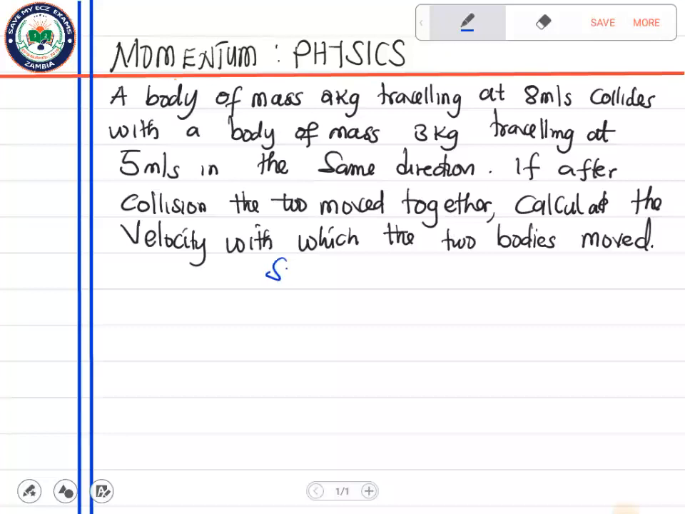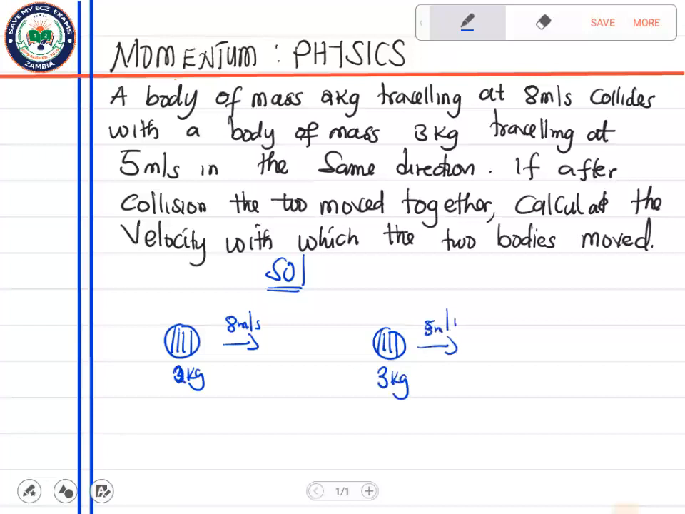So now when we look at this, since they move together at a certain velocity called v, let's assume this is one body of mass 2 kg moving at a speed of 8 meters per second, and we have another mass of 3 kg which is moving in the same direction as this one, but it's moving at 5 meters per second. So now for this to collide, it means this mass had to hit that one there, and they ended up sticking together.